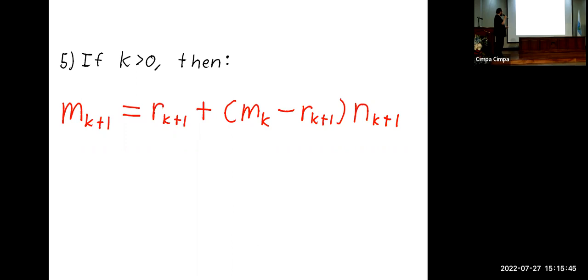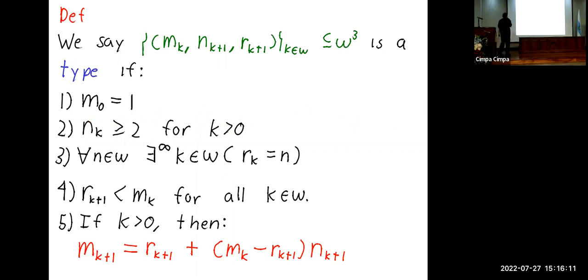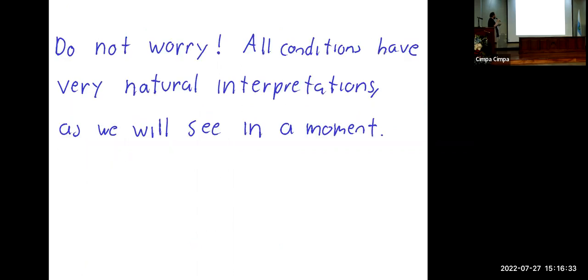Formulas are good sometimes, but pictures are better. So soon I will give you the picture of this. Right now it just looks like some ugly relationship, but it has a very nice picture that you will understand. It might look strange: the first four conditions are very simple but seem quite random, and the last one is some strange arithmetic relationship. But everything will make sense. Everything has a clear picture of why that is.